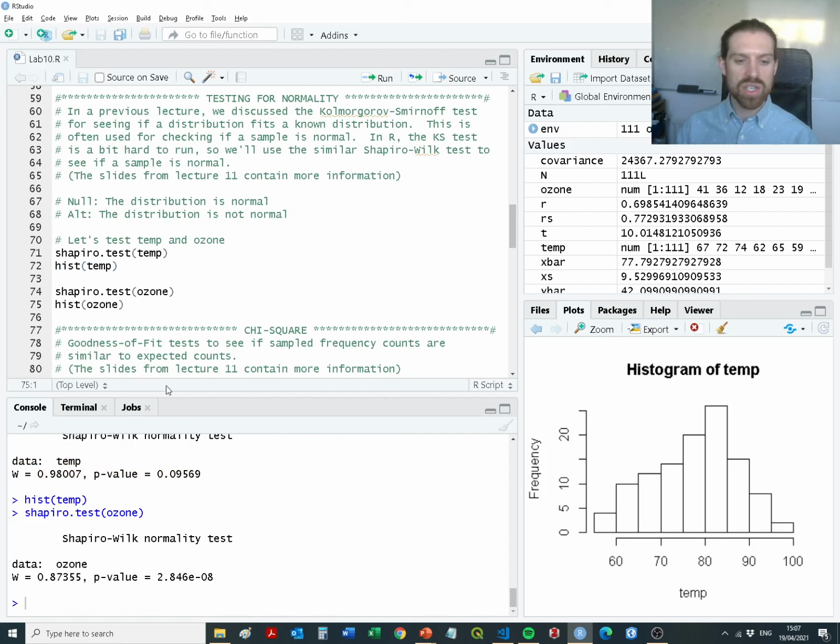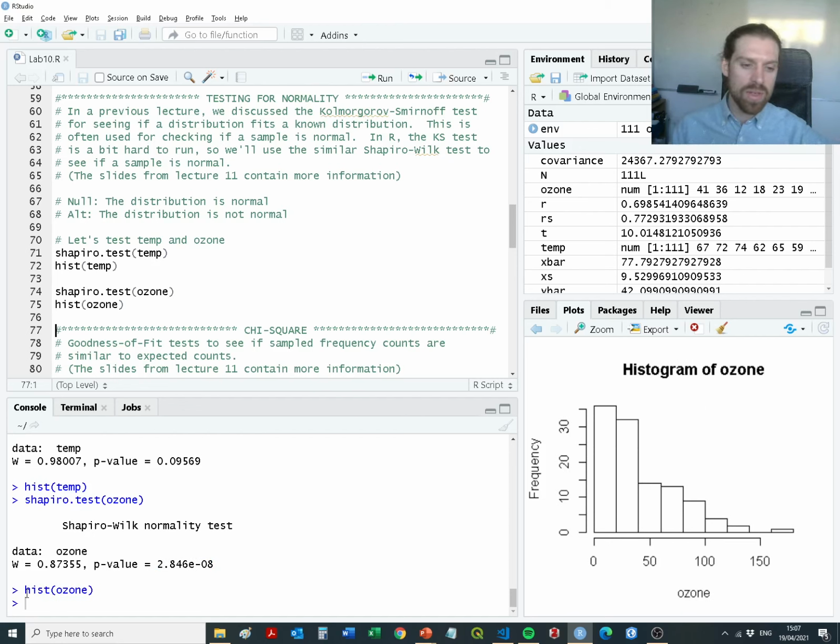On the other hand, if we actually look at the ozone data, what we notice here is that we have a really quite significant p-value. It's incredibly small, 2.84 × 10^-8. So it's really quite significant and therefore different from the normal distribution. If we found this result, it meant that we wouldn't be able to continue with our parametric-based approaches for assessment. We'd have to look at carrying out non-parametric-based tests.